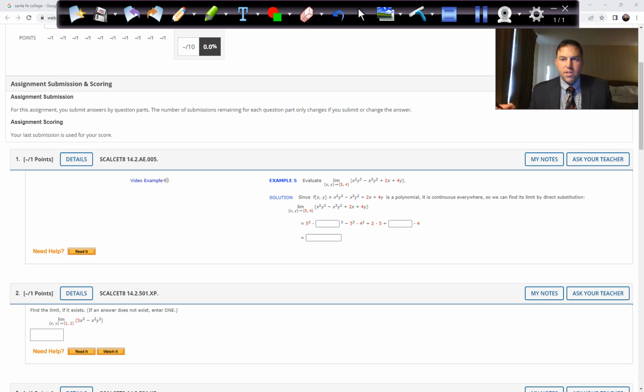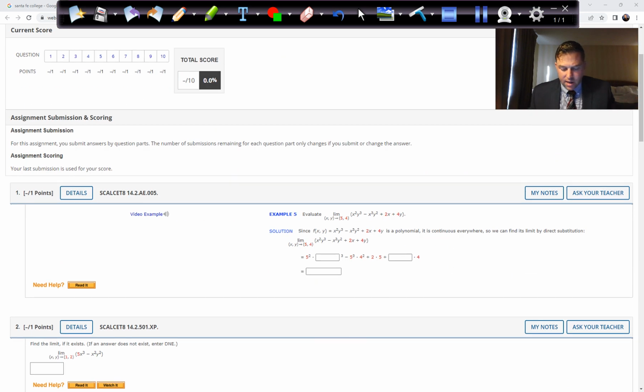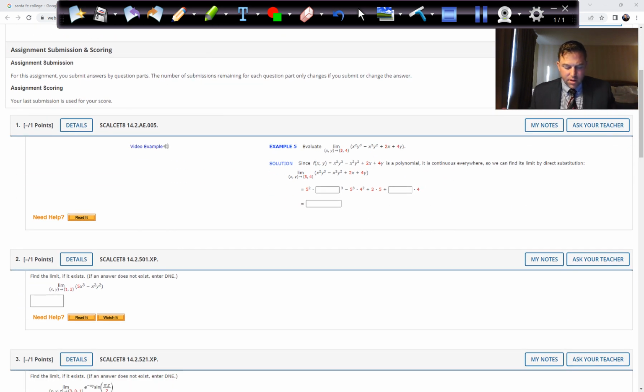In Chapter 14, Section 2, we'll look at limits and continuity. So this is multivariate, so we have multiple variables in a given function, and it's going to be pretty similar to what we taught you in Calc 1 about how to evaluate a limit. How you evaluate a limit is you just plug in the numbers. So if I've got two letters and they're approaching two different numbers, just plug those numbers in.